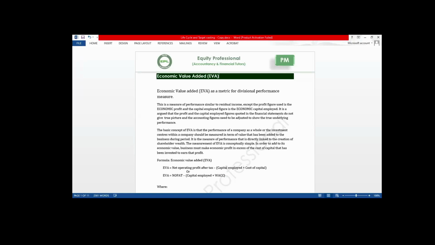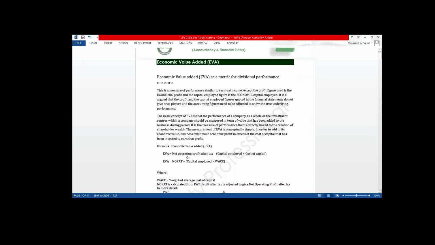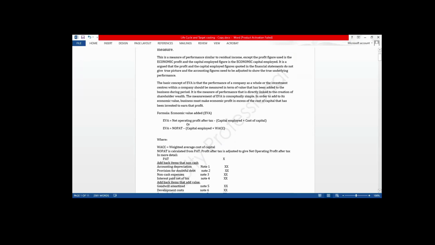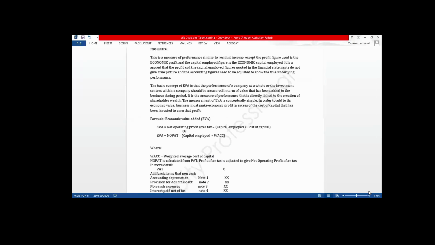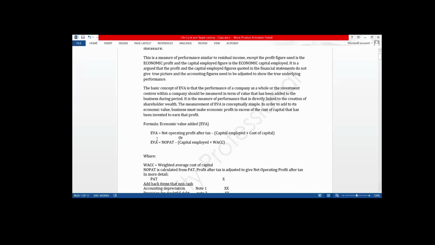All right, we have explained the meaning of economic value added. The next discussion is how do we calculate economic value added? Please look at your screen. To calculate economic value added, the formula is net operating profit after tax, minus, we call it adjusted capital employed, minus, open a bracket, adjusted capital employed multiplied by the cost of capital.